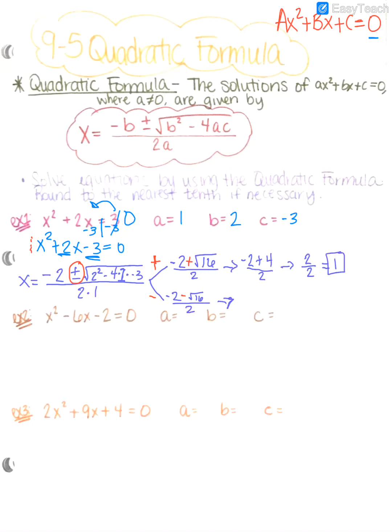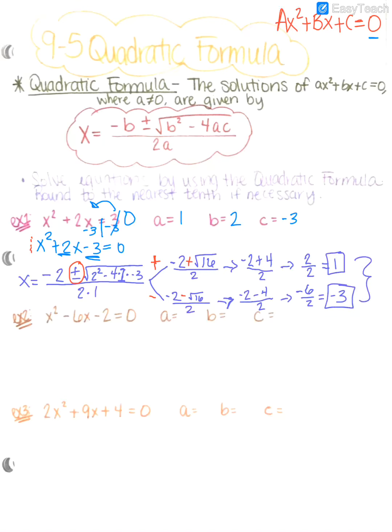So let's go ahead and simplify. We saw that the square root of 16 is 4. So negative 2 minus 4, because again, the plus or minus is a different equation that we have to do. So here we have the same sign, so add and keep the sign. That will be negative 6 over 2, and that will be negative 3.